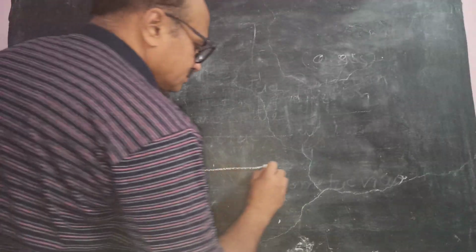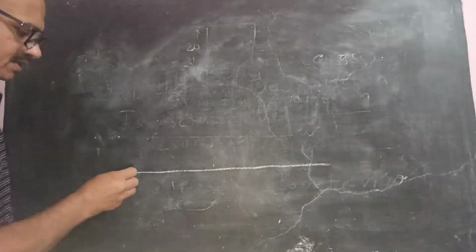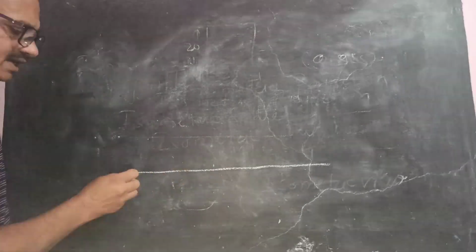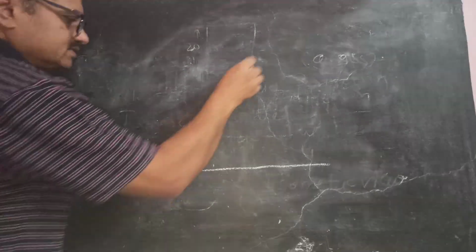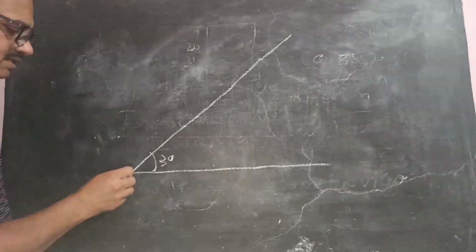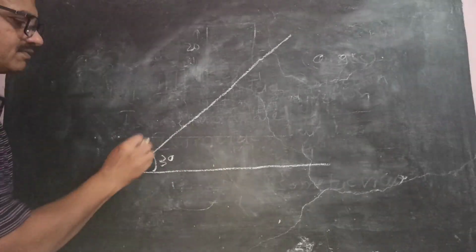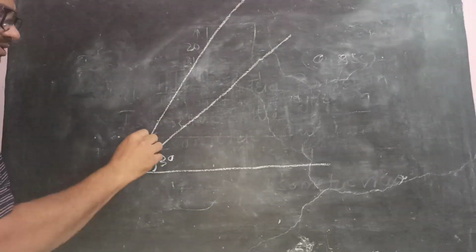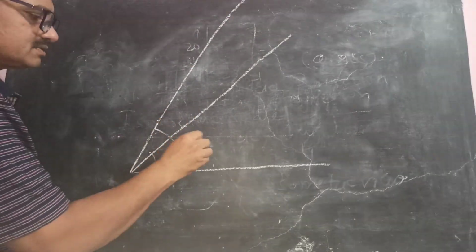Draw a straight horizontal line. At one point on this line, draw a line at 30 degrees. This angle is 30 degrees. Then draw another line from here at 45 degrees. So this angle is 45 degrees.